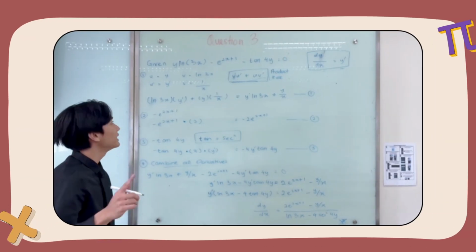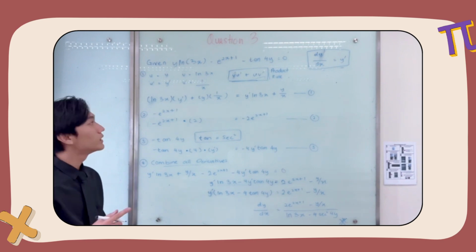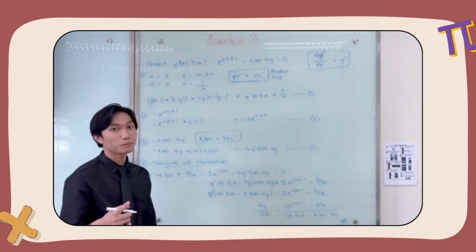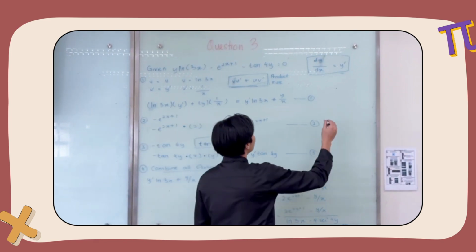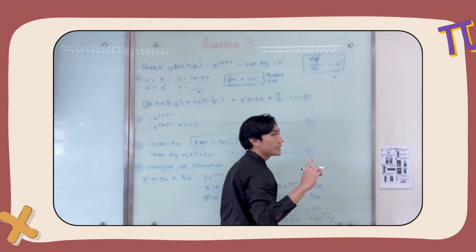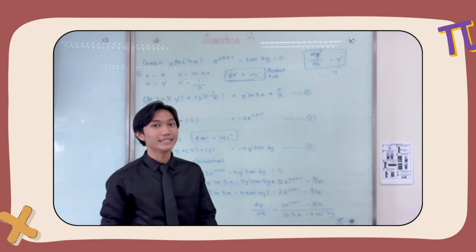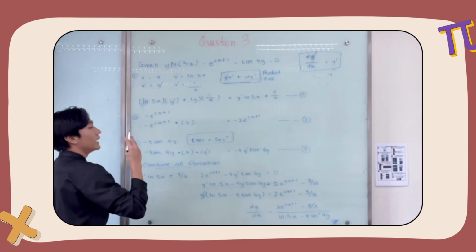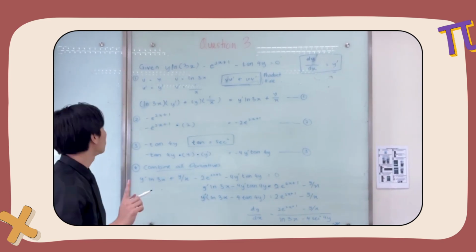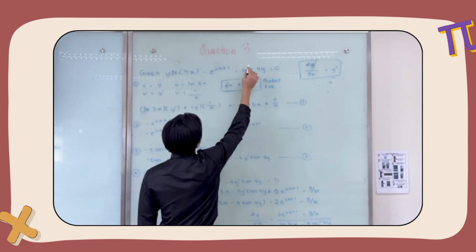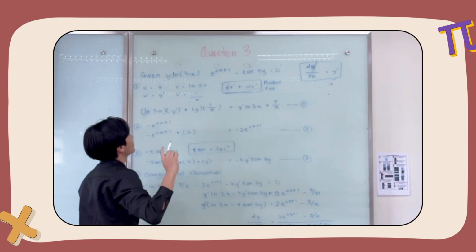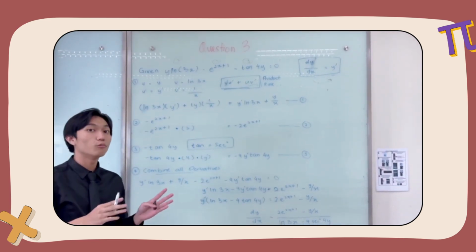For question 3, the question is given: y log 3x minus 2 to the power of negative x plus 1 minus tan equals 0. The first thing we need to do is convert dy/dx to y prime for easy calculation. There are 3 terms in one question: first term, second term, third term. We need to differentiate all the terms one by one.